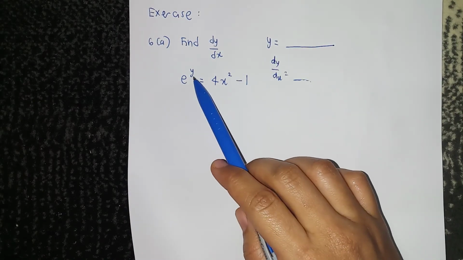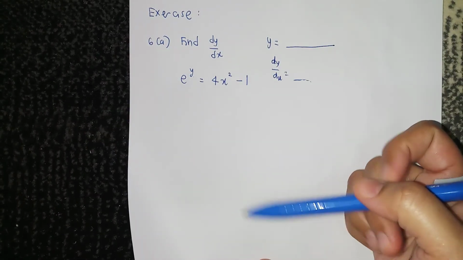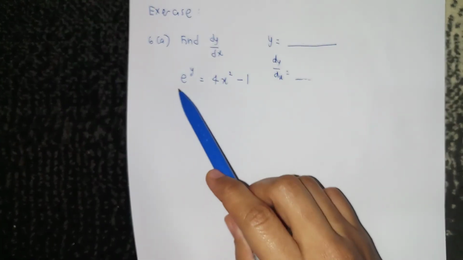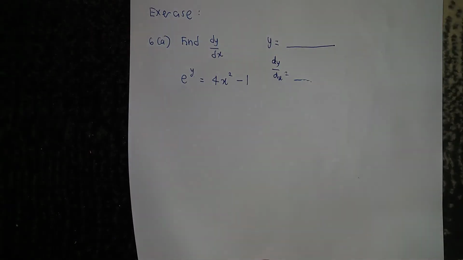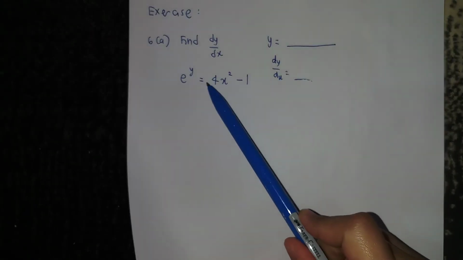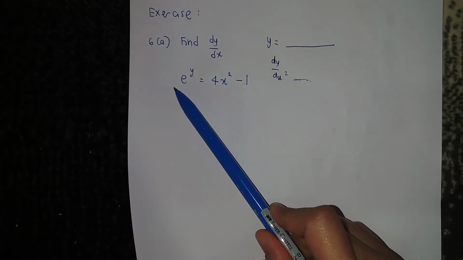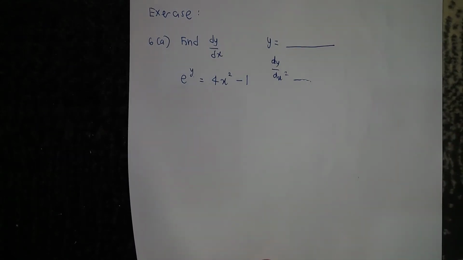I have e to the power of y here, so I want to get rid of e. How do I get rid of e? You add ln to both sides. You cannot add ln to one side only because it's not fair. Why is it not fair? Because there's an equal sign here, so whatever you add on the left, you need to add the same on the right. So I add ln to both sides.